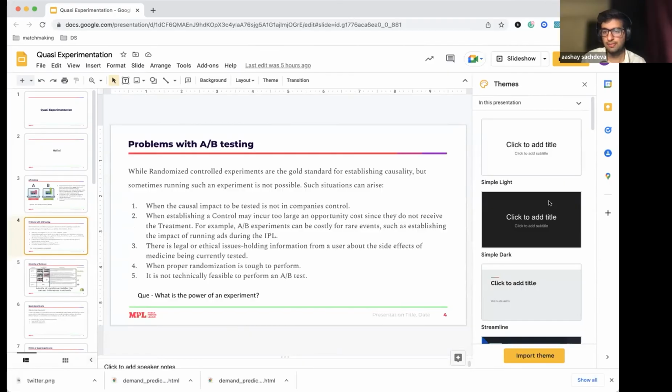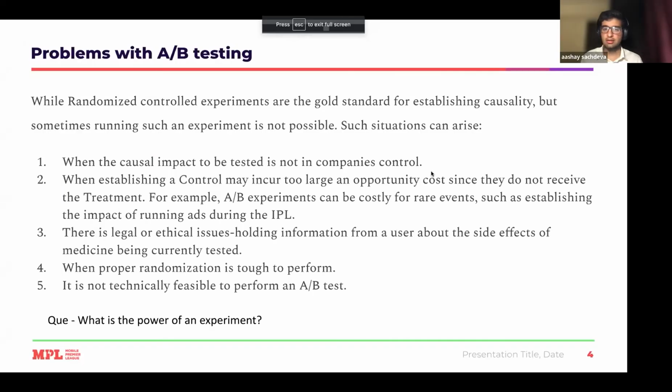Okay, let's discuss some of the problems that we can have while doing an A/B experiment. Remember, whenever we can do an A/B test, we should always do it because it is the gold standard and most likely to give us goodness in our results, where we can conclude whether there was a difference between the groups or not. So the first point is that the causal impact to be tested is not in the company's control.